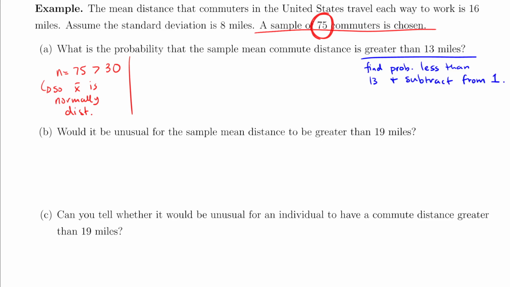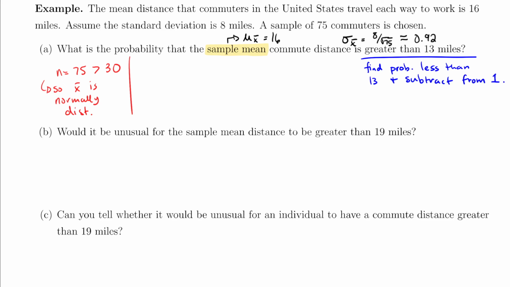But before I can even look at the chart, I need a z-score. And since I'm dealing with the sample mean, not a randomly chosen individual, I need the mu sub x bar and I need the sigma sub x bar. So here our standard deviation is 8, our sample size is 75, so sigma sub x bar is 8 divided by the square root of 75. Type that into the calculator and round and you get 0.92.